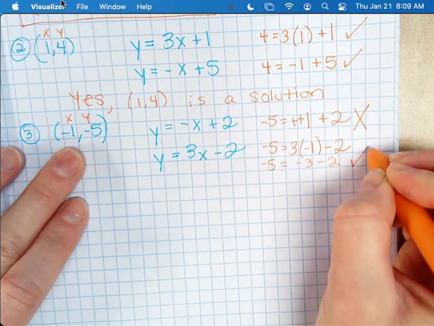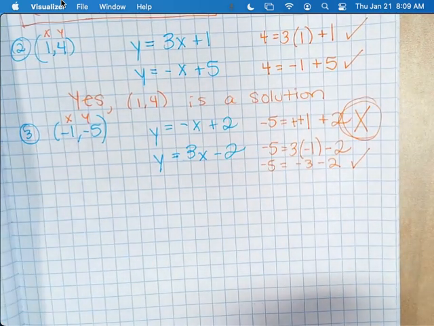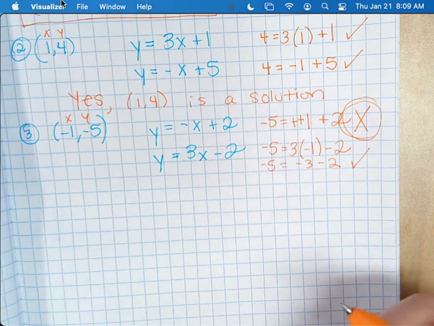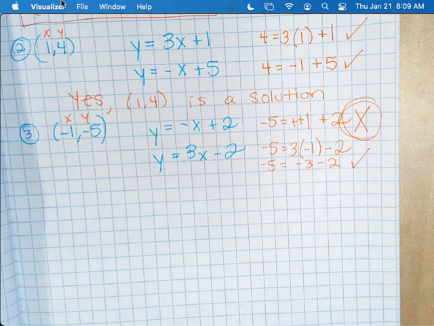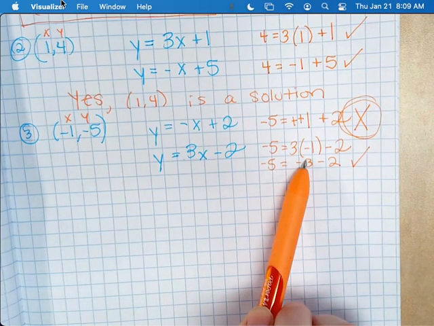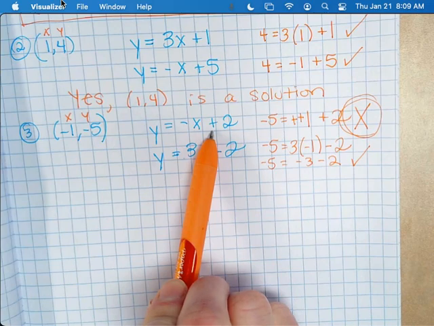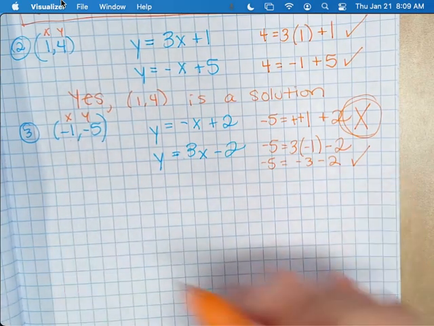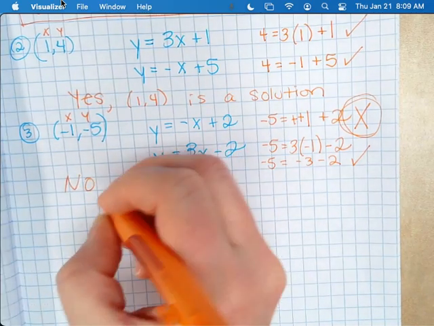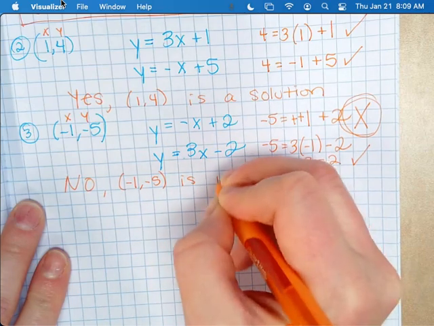That is true. But just because this one is not a solution, that makes it not a solution to the system, because remember, we're finding where they intersect. This line goes through that point, but this line does not. So it can't be a solution because this line doesn't even go through that point. So this is no. (Negative 1, negative 5) is not a solution.